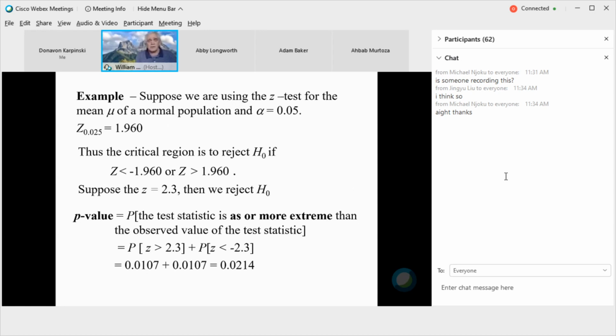The p-value is the probability of getting a value that extreme. That's the probability of being greater than 2.3 or less than minus 2.3. Both of those are more extreme than the value of 2.3. Those can be looked up in a table. The p-value works out to be 0.0214. If the p-value is small, you should reject H naught. That's the probability of getting a value that extreme when H naught is true. If it's small, H naught should be rejected.